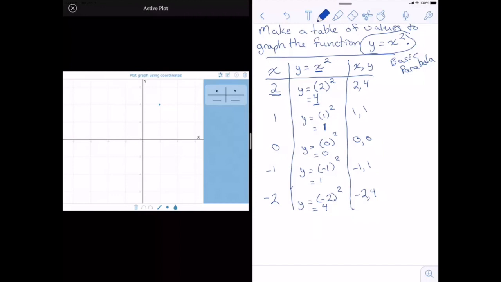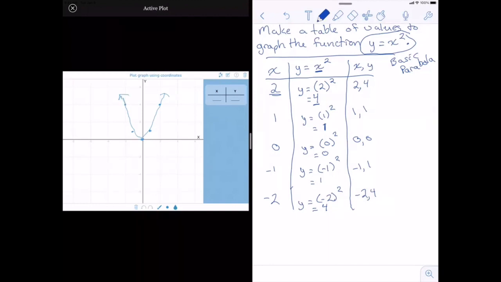1 and 1. 0 and 0. -1 and 1. And then -2 and 4. So you can see my points there. And then I'll join them. So that's what the basic parabola looks like.